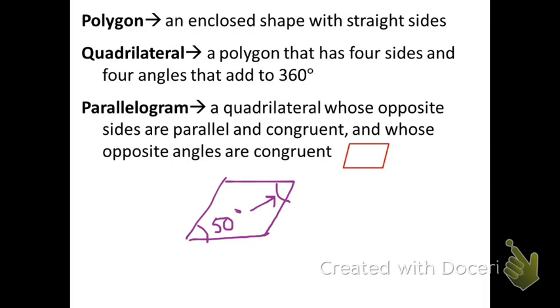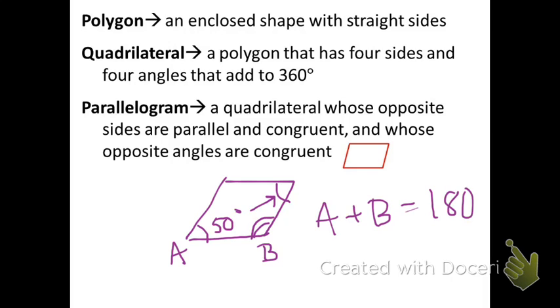And then we also went on to talk about how this angle, call it the first one A and the second one B, those two will add to be 180 degrees. And we talked about that means supplementary. If they add to be 90 degrees, that's complementary. They add to be 180, it's supplementary. So I could say A is 50, so B has to be 130 degrees.